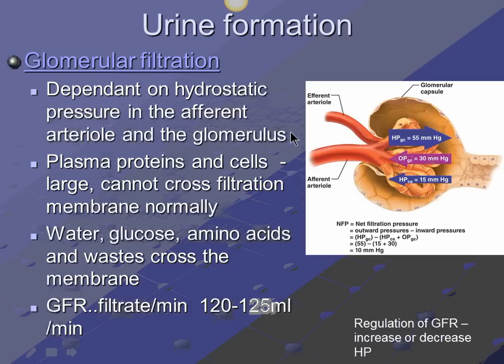So you can see how by changing the diameter of the afferent and efferent arteriole, you change the hydrostatic pressure and you can increase or decrease filtration. So let's look at glomerular filtration as a review.